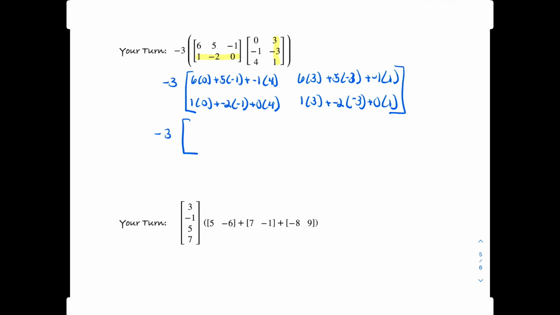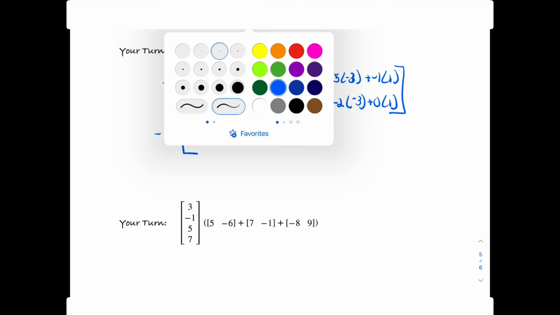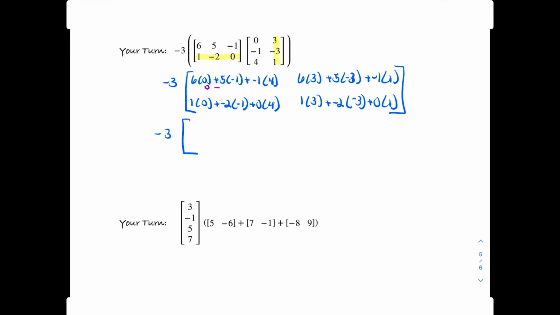That's 0 minus 5 minus 4, which gives us a -9. We have 18 minus 15 minus 1, which gives us a 2. And 0 plus 2 plus 0 gives us 2. And 3 plus 6 plus 0 gives us 9.